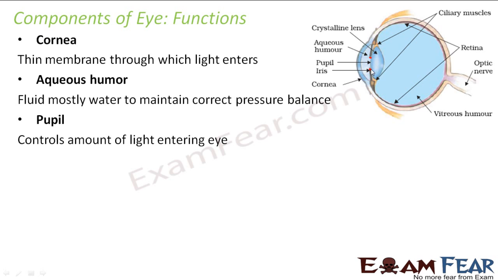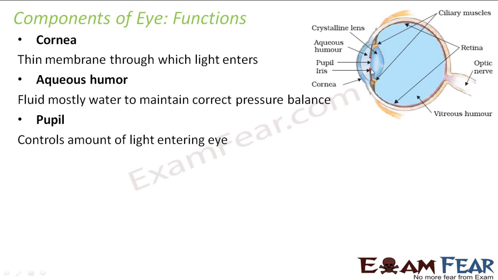It will neither allow too much light to enter the eye, nor too little light to enter the eye. You would have observed that when you go out and it is extremely sunny outside, that means there is too much light outside. What happens? You see that your eyes tend to contract. I mean, the pupil tends to contract. The pupil becomes smaller so that a lesser amount of light enters the eye.